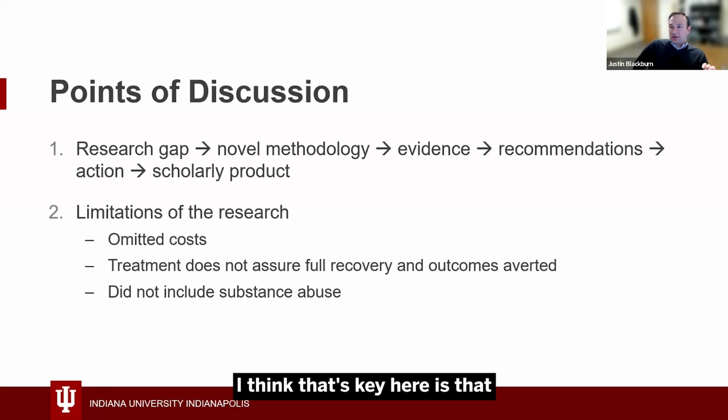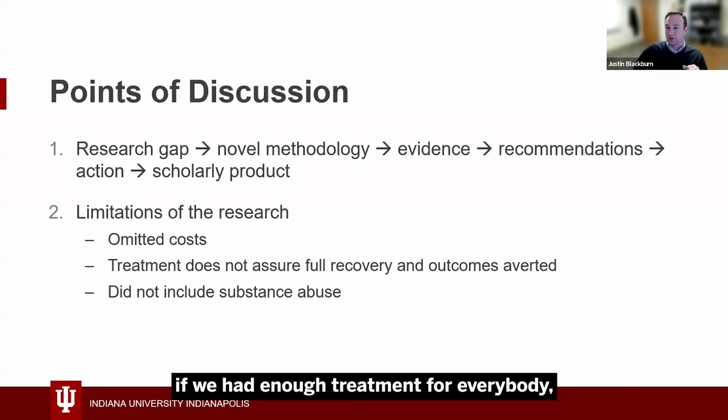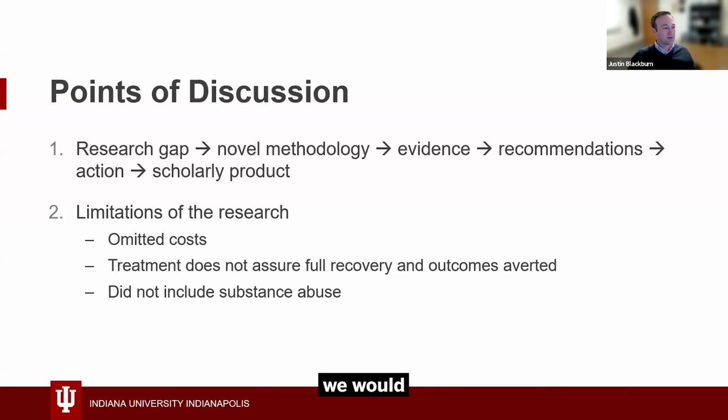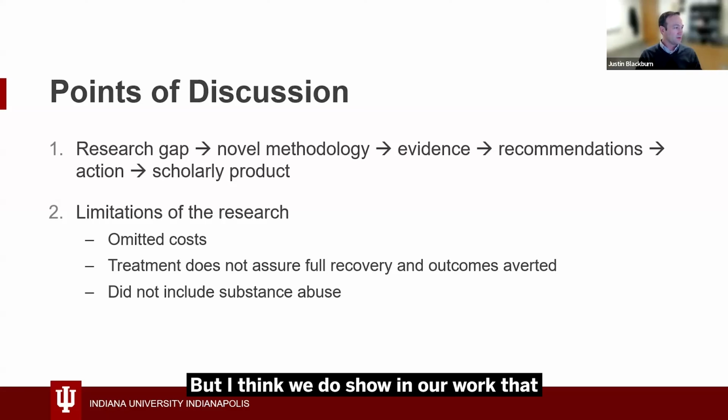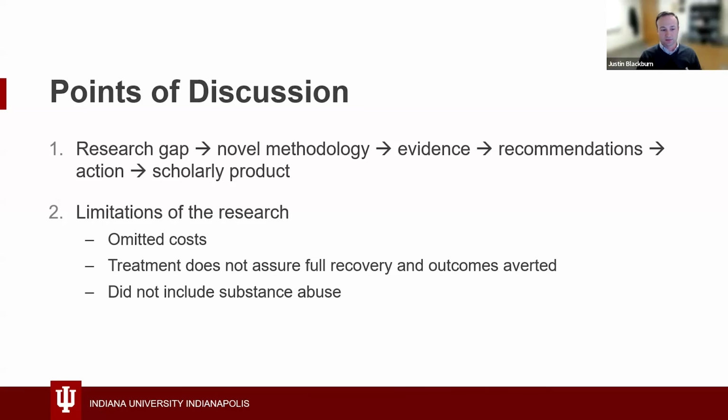Another big assumption that's key here is that we can't assume that treatment is going to be fully restorative, meaning that if we had enough treatment for everybody, we would recover all $4.2 billion at the state level. That's not what we're saying. But I think the exercise is useful to put in some frame of reference. This is what we see, and we recognize that this is not necessarily true, but I think we do show in our work that there is good reason to believe the evidence.